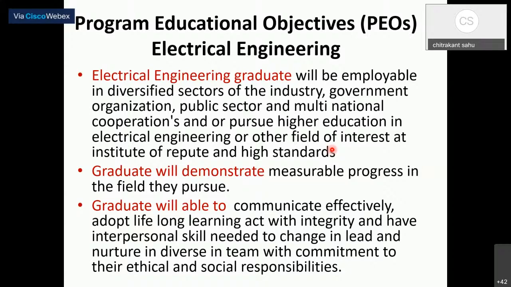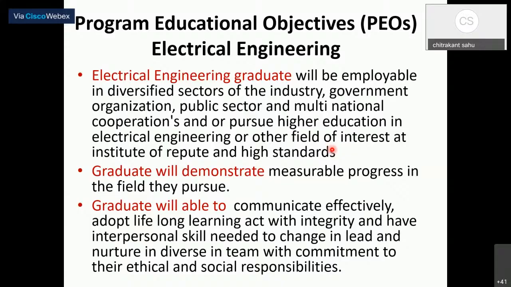Okay, and the graduate will demonstrate measurable progress in the field they pursue. Measurable progress means suppose they joined as an assistant manager in some institute, but over a period of time they can be promoted to the level of manager. Okay, that is called measurable progress. So the institute or department should be continuously in touch with their stakeholders and monitor their progress as well, so that will be reflected as an outcome of the program.